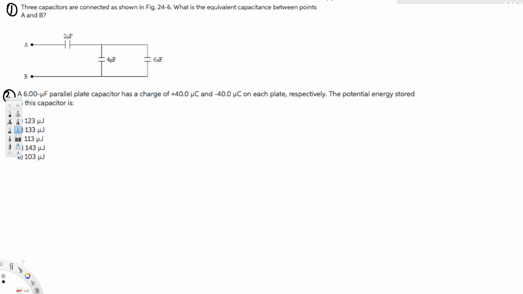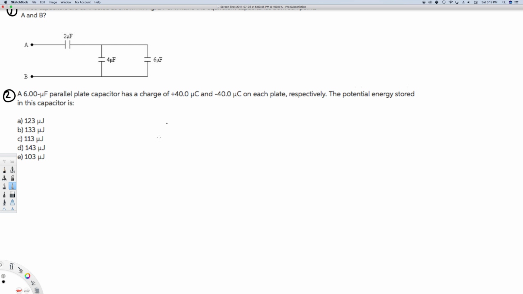What's going on, guys? Let's do this problem right here. The question is asking: three capacitors are connected as shown in the figure. What is the equivalent capacitance between points A and B? So let's see how we can find this one.